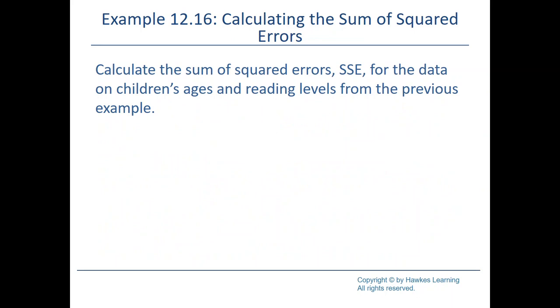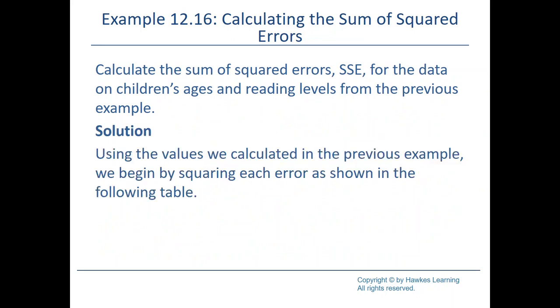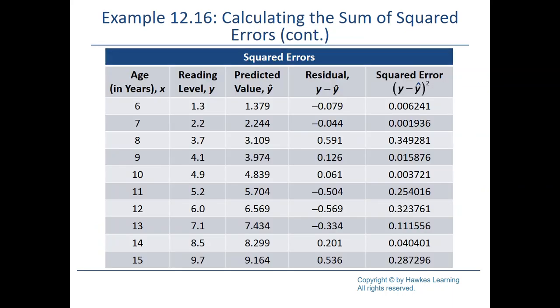So to calculate the sum of the squared errors, the SSE, for the data of these children's models, we're going to use what we've done in previous examples. The first thing is to use the values that we calculated in the previous example, and begin by squaring them. You've already done a little of this, which is nice. You've got all of those items right there, and we're just going to square them.